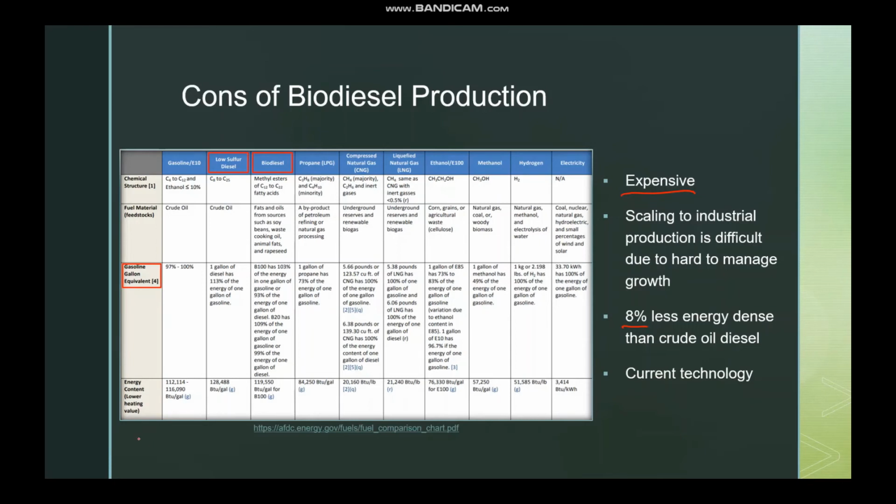As you can see in this graph, this is actually really useful. I suggest pausing the video to see this graph a little further. Biodiesel is right here, low sulfur diesel is right here, so you can see that biodiesel is 103% the energy of a normal gallon of gasoline, but only 93% the energy of a gallon of diesel. And then it has a wonderful amount more of information on ethanol, methanol, hydrogen, etc.